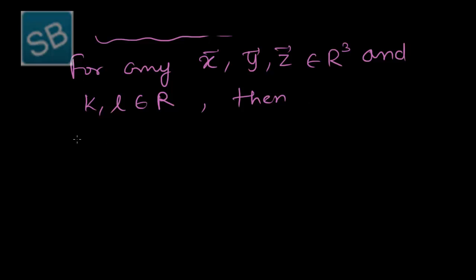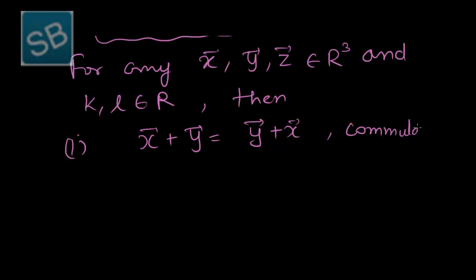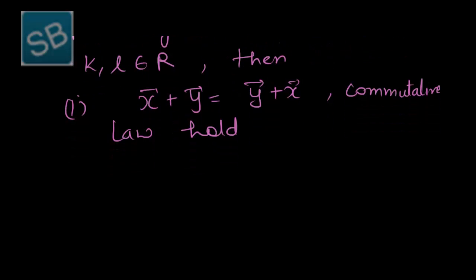The first property is that the sum of two vectors, x plus y, is equal to y plus x. That is, if the commutative law holds, then we can say the first property is fulfilled to be a vector space.